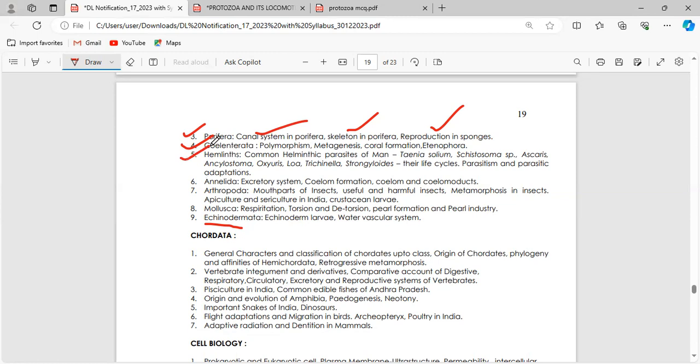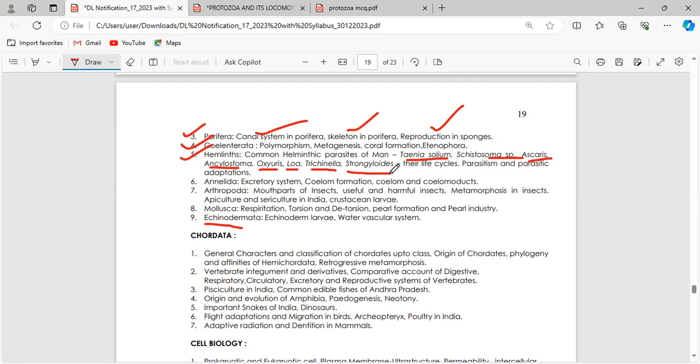Now, next comes the helminthes. As I said before, the helminthes comprise two different phyla. What are they? Platyhelminthes and Nemathelminthes. Platyhelminthes are also called flatworms. Nemathelminthes or Aschelminthes are said to be the roundworms. See, for common helminth parasites of man, they have given certain parasites like Taenia solium, Schistosoma species, Ascaris, Ancylostoma, Oxyuris, Trichinella, Strongyloides. See, they have given a list of parasites.